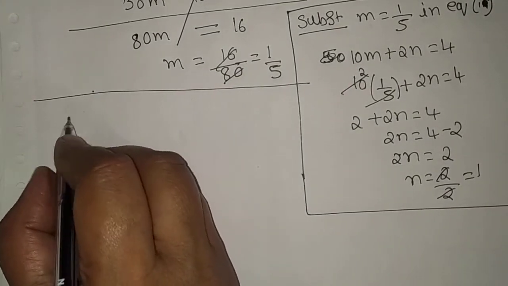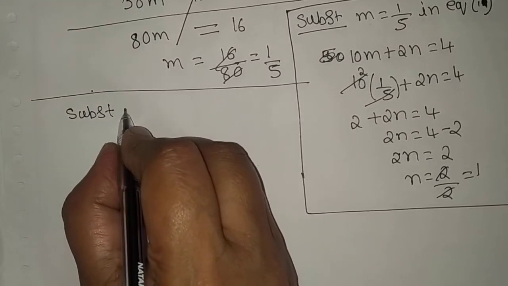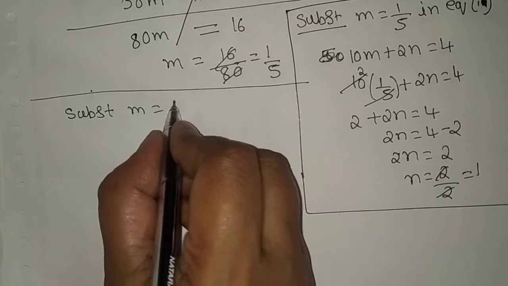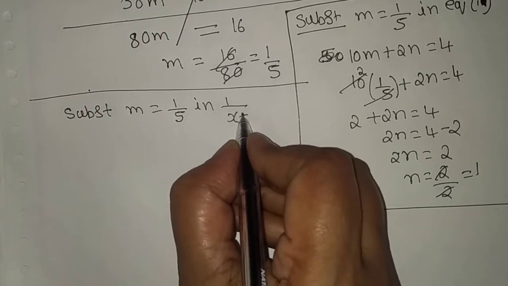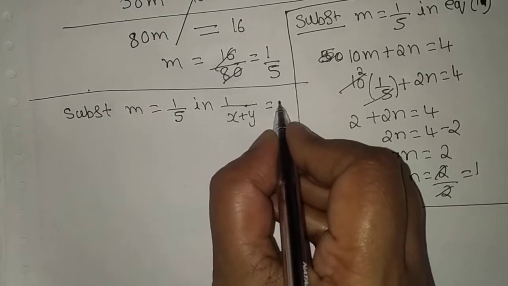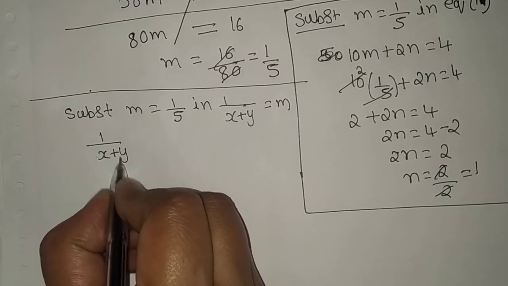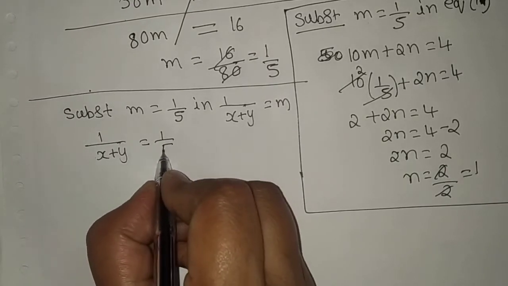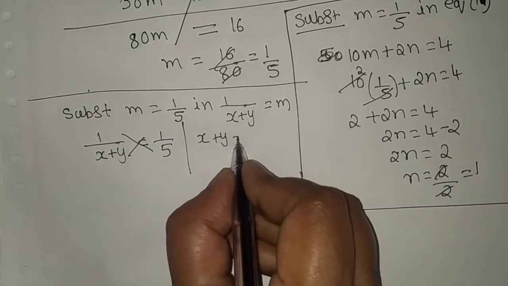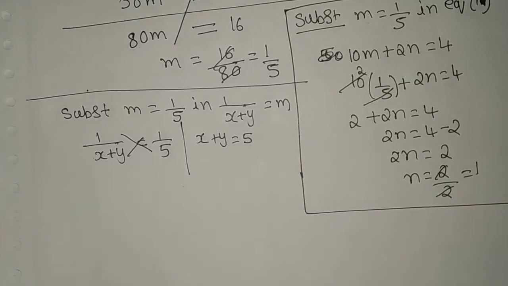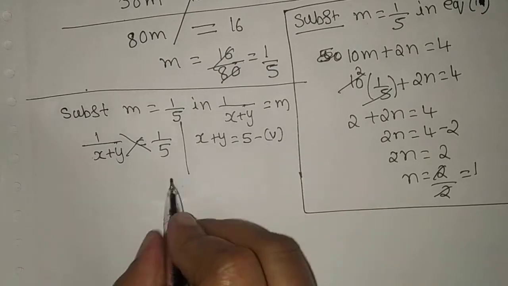Now we have to substitute m is equal to 1 by 5 in 1 by x plus y is equal to m. Therefore 1 by x plus y is equal to 1 by 5. Cross multiply this, we'll get x plus y is equal to 5. So give this equation as equation 5.